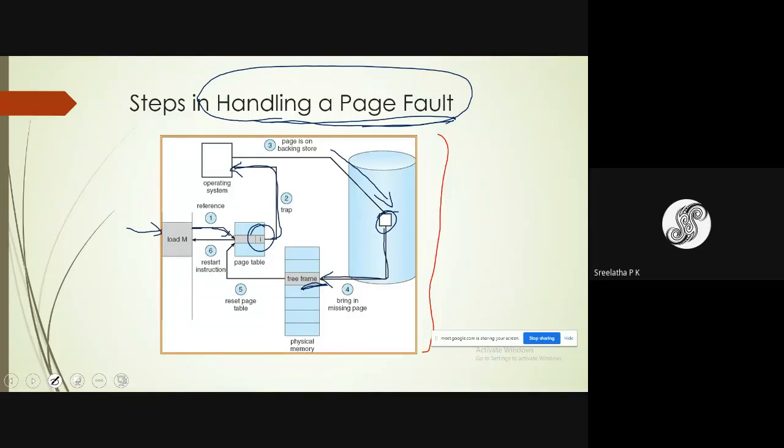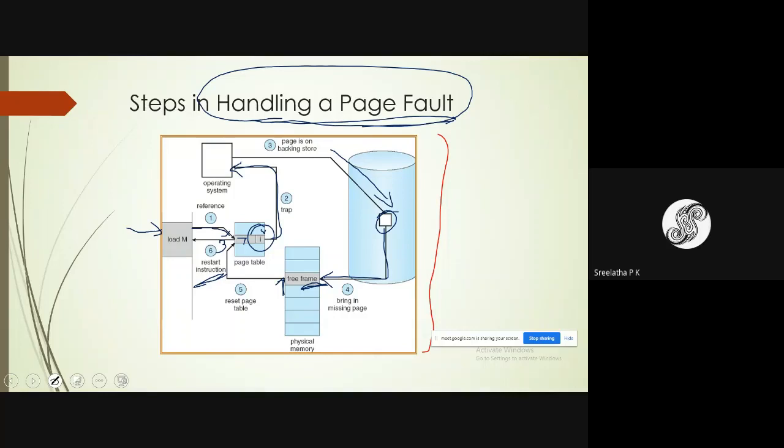Once the data is loaded, suppose it is frame number 7 where the page is loaded, the data is updated in the page table. So page 3 is stored in frame 7 and this I is set to V. It is set to a valid bit. And then restart the instruction. This is how a page fault is handled.